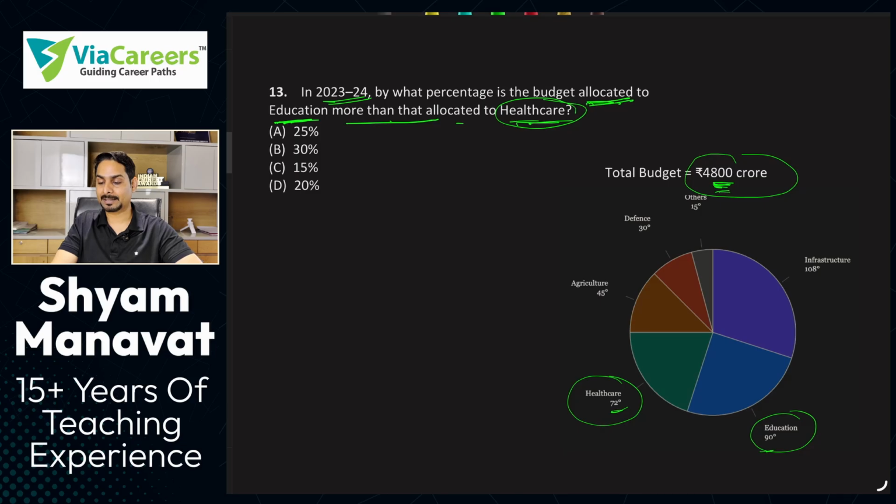Education is more than healthcare, so healthcare becomes your base value. ठीक है? So what do we need to calculate? Education more, that means difference. So education minus healthcare by healthcare into 100. This is what we need to calculate.